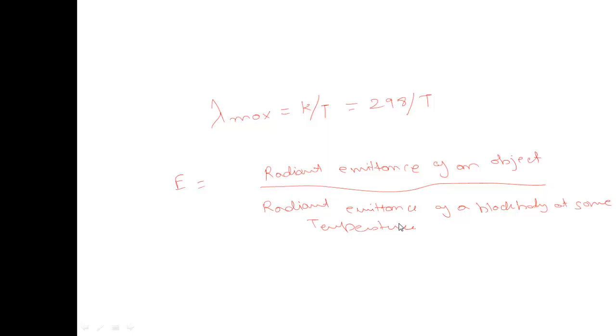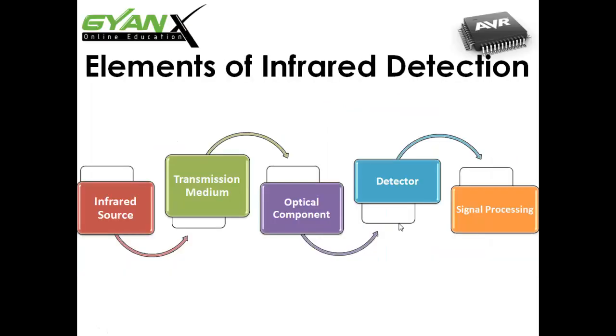Next we are going to see about the elements of infrared detection. In the elements of infrared detection, the first block is the infrared source. All objects above 0 Kelvin radiate infrared energy and hence are infrared sources. Infrared sources also include blackbody radiation, tungsten lamp, silicon carbide and various others. For active IR sensors, infrared lasers and LEDs of specific IR wavelengths are used as the IR source.